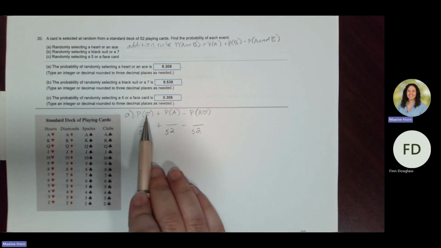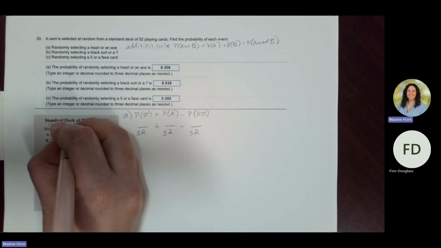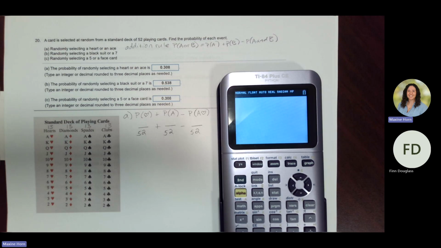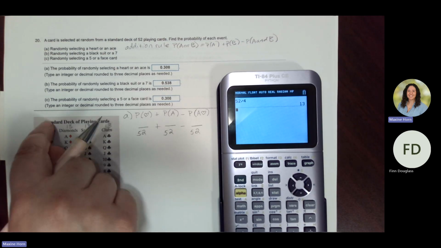Okay, the probability of a heart. So hearts make up a quarter of the deck. Something you might want to keep in mind is there are 13 cards of each suit. Suit is the word I was looking for. Now, if you don't know that, that's fine. You can just say, well, what is 52 divided by 4? That's 13. So there are 13 hearts. So the probability of a heart is 13 out of 52.